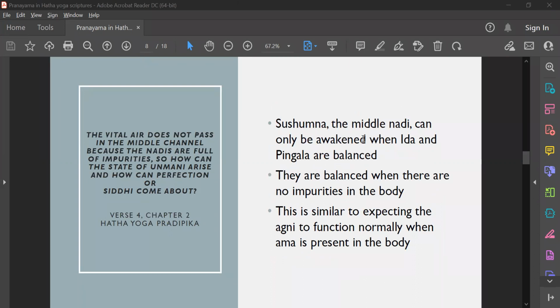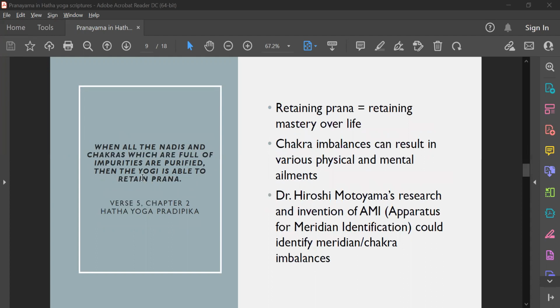When we talk about the Kundalini, the balancing of the chakras, and all these energetical terms that we use casually, and all the energetical practices that we try to do without understanding what it requires from us, it's better to proceed with caution than with none. There is one more verse which says, when all the nadis and chakras which are full of impurities are purified, then the yogi is able to retain the prana. This is also from the Hatha Yoga Pradipika. Retaining prana is viewed as the mastery over life.